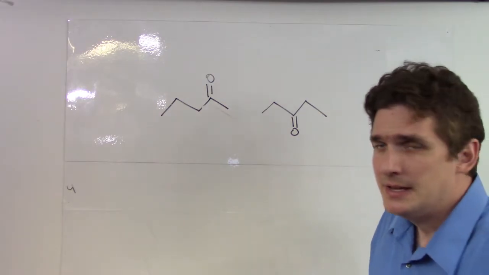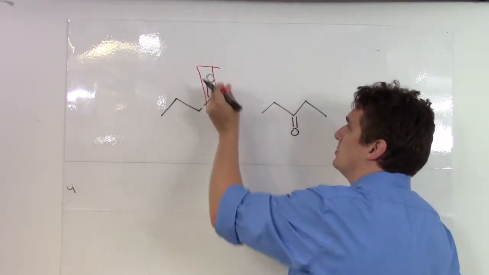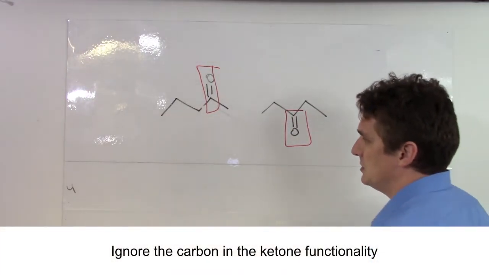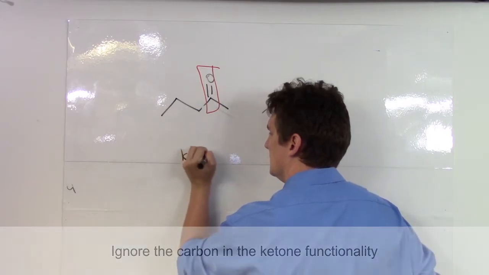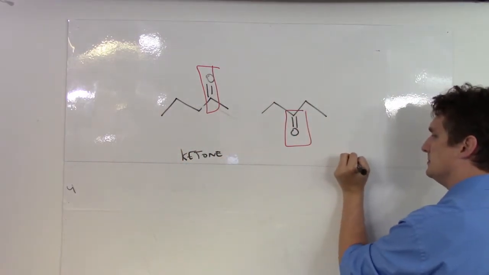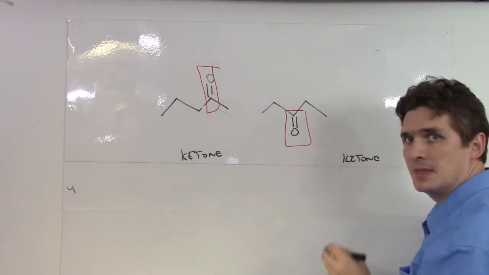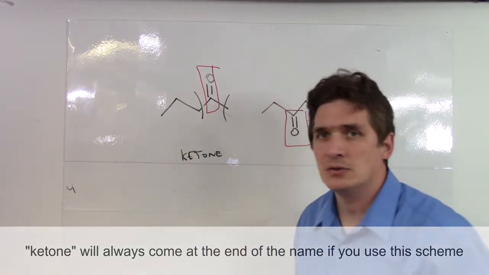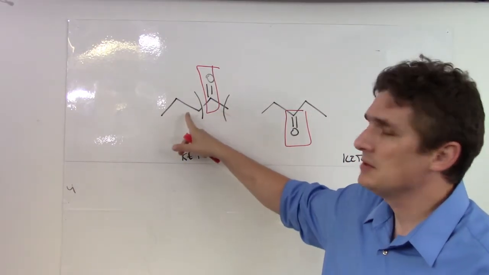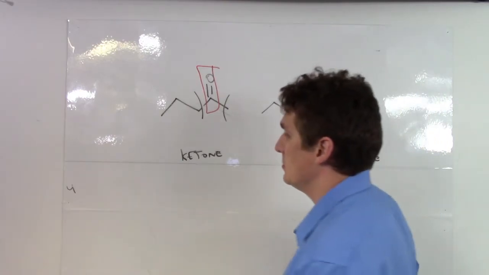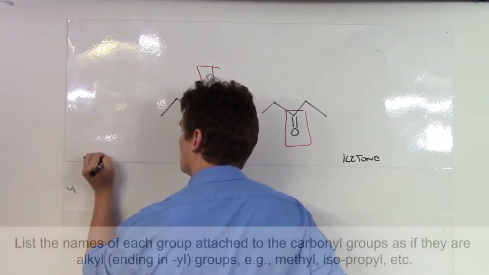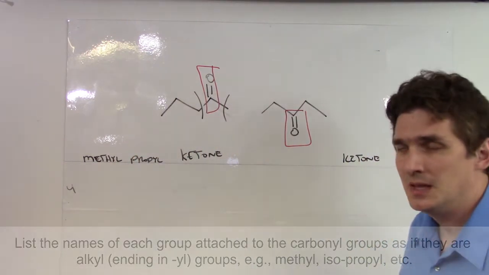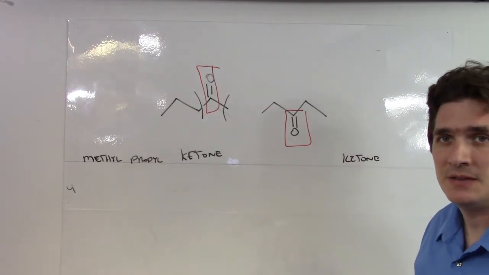What we're going to do is look at our compound, and we're going to ignore the carbon that is attached to the ketone. And we're just going to write ketone as the parent. Now, we need to name the carbons that are attached to it as if they are alkyl groups. So here we have methyl propyl, so we're just going to put them in alphabetical order. Methyl propyl ketone.